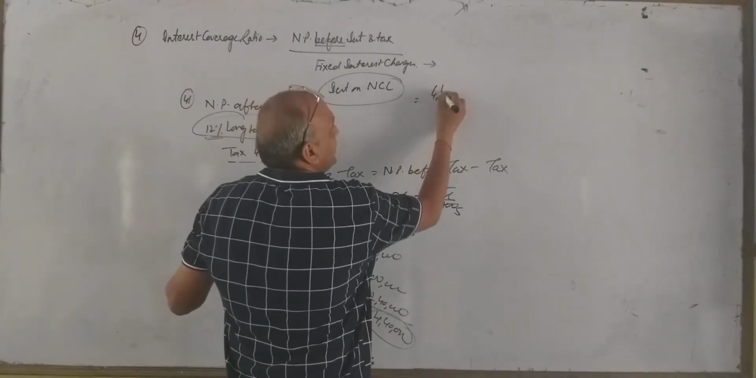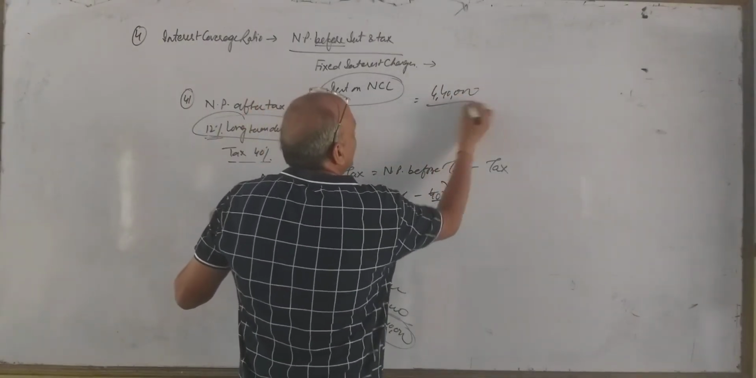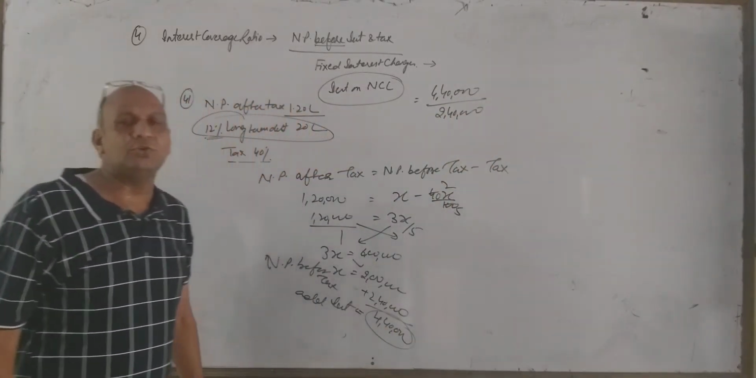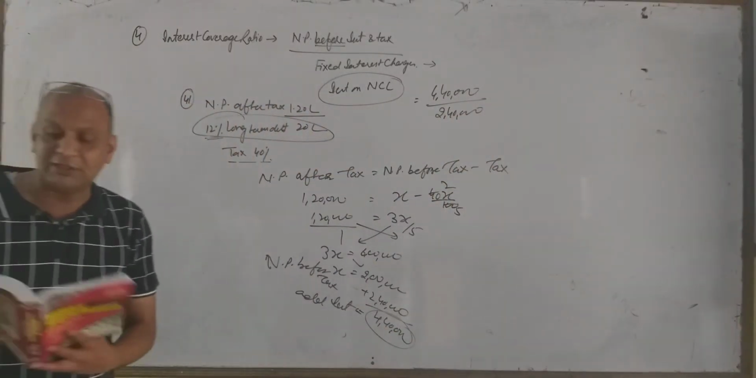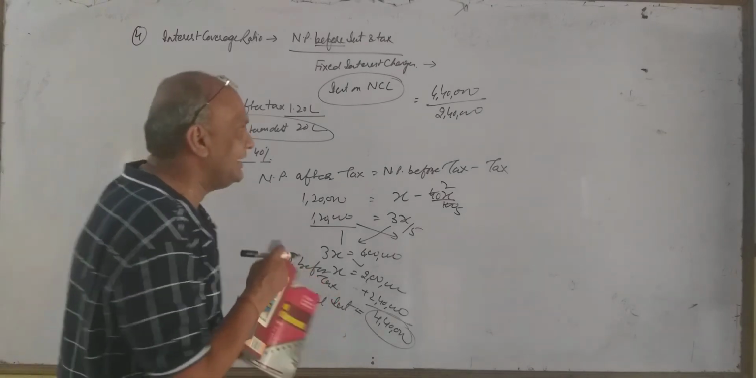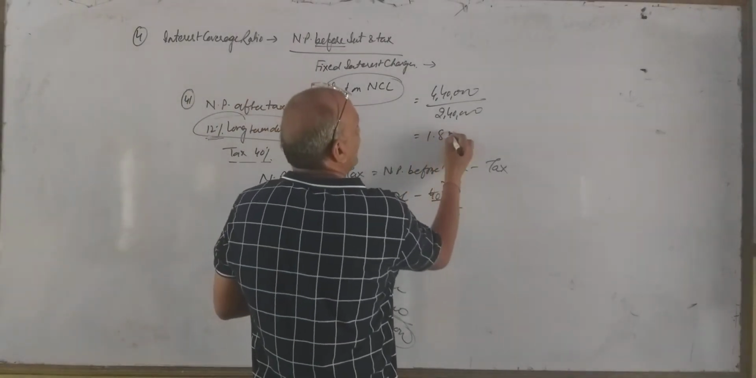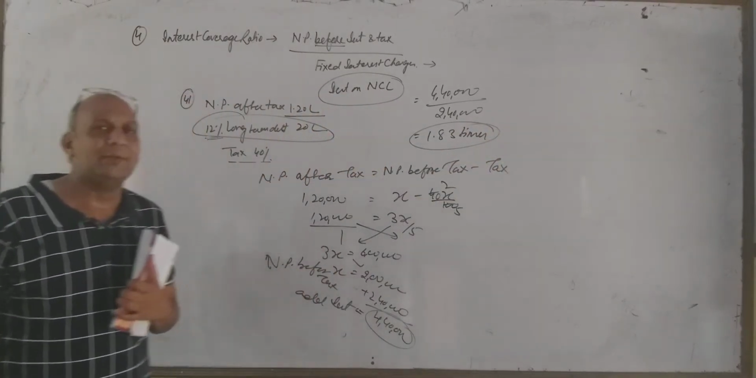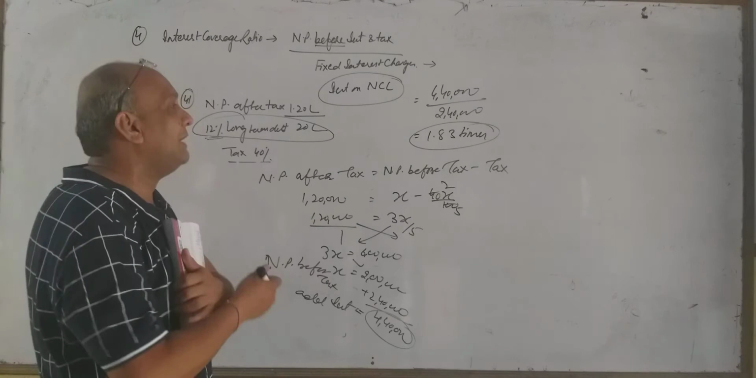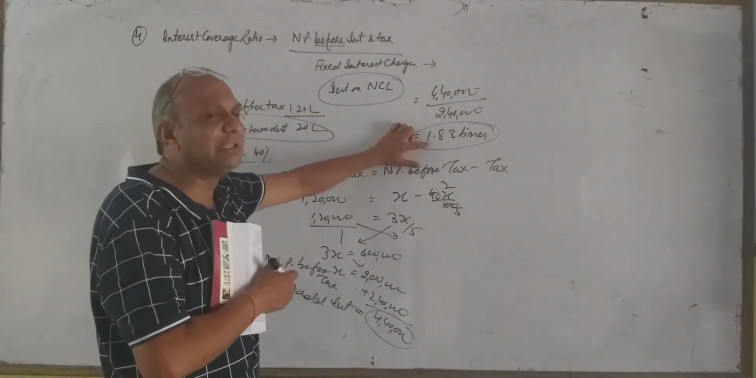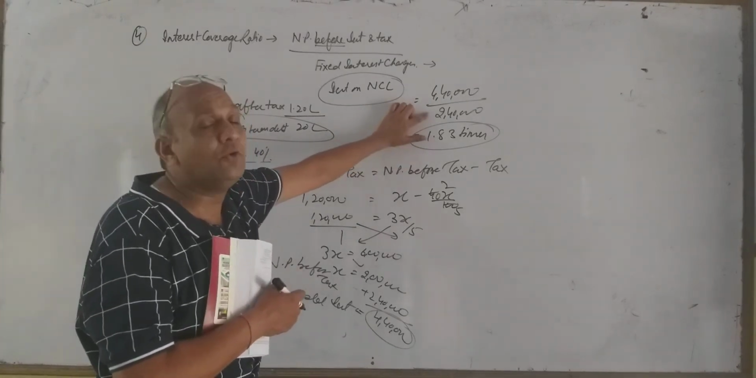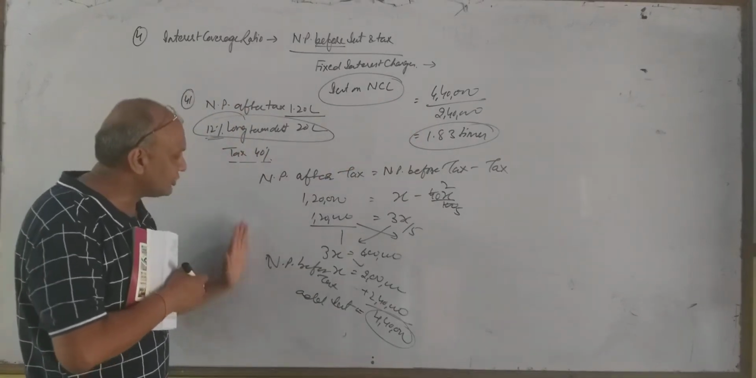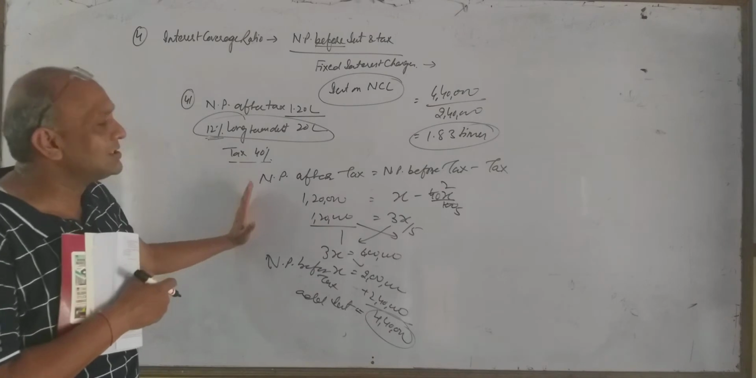So net profit before interest and tax divided by your fixed interest. How much fixed interest do we have? 2,40,000. When you divide it, my dear friends, it will come 1.83 times. It means our profit is 1.8 times, approximately 2 times, of the interest paid during the year. I think you understood this working. This working is very essential.